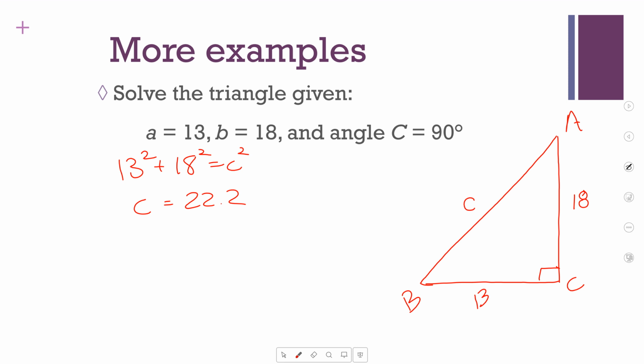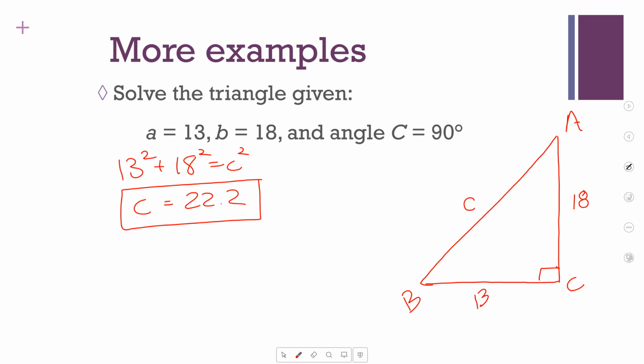I'm going to put a rectangle around it because it is one of my answers that I'm looking for, but I'm not going to, if at all possible, I'm going to avoid finding or using that in a calculation. How are we doing so far? Nothing new, right? Beautiful.